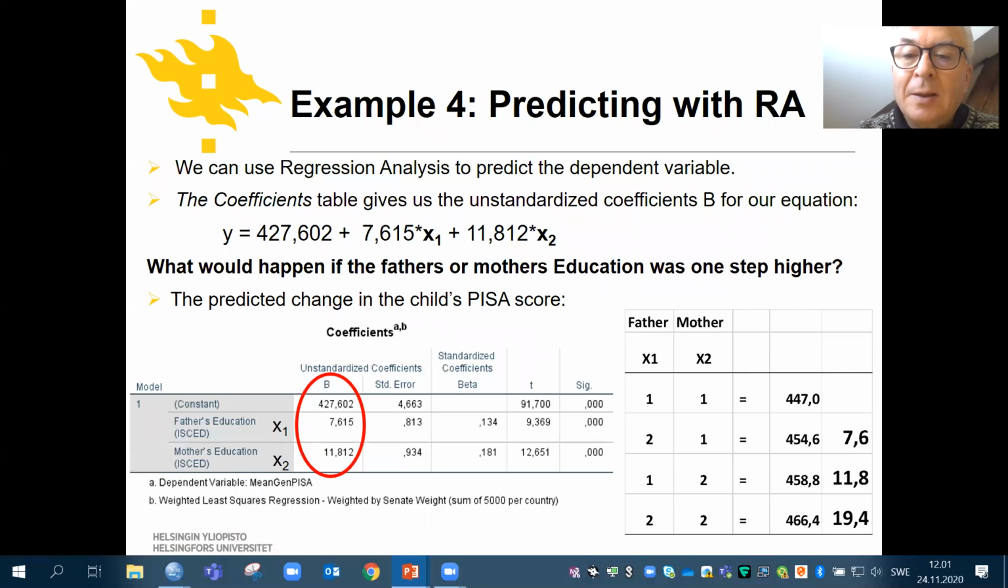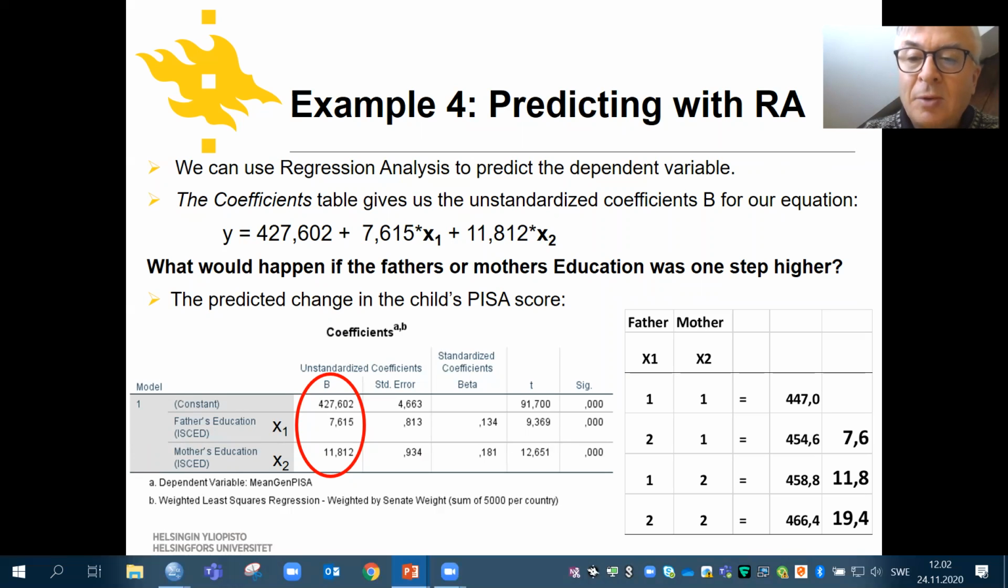And here we can see, okay, we put in 1 and 1 here, and this would be the result of the whole equation. Now we add one step to the father's education, 1 level, and keep the mother's educational level the same as previously. And we get a raise of 7.6, so not very many points, but still something.